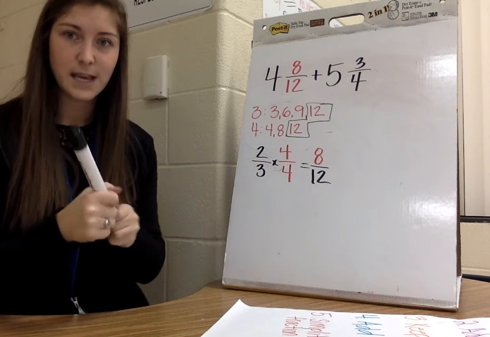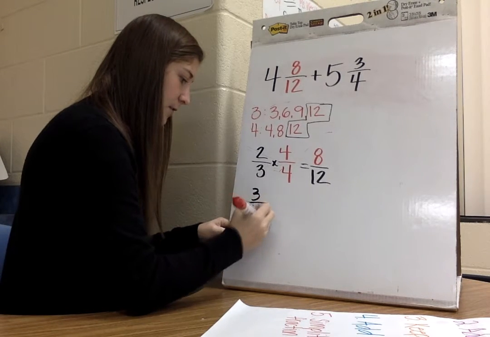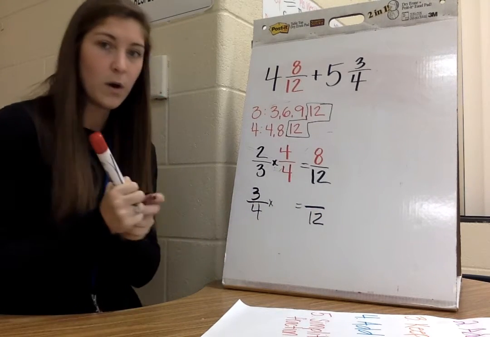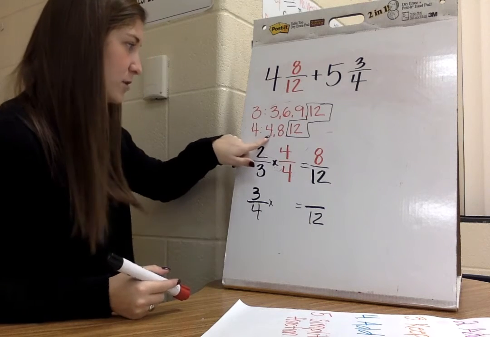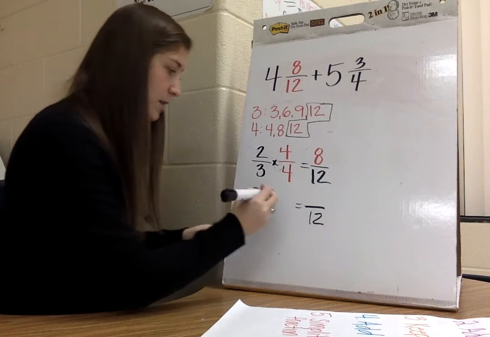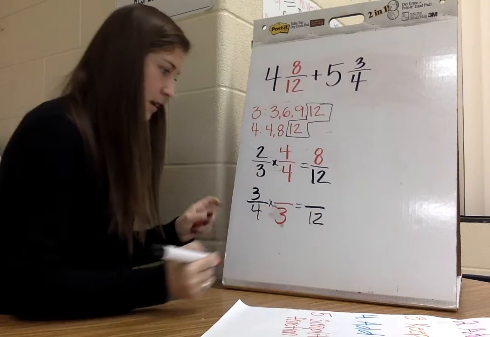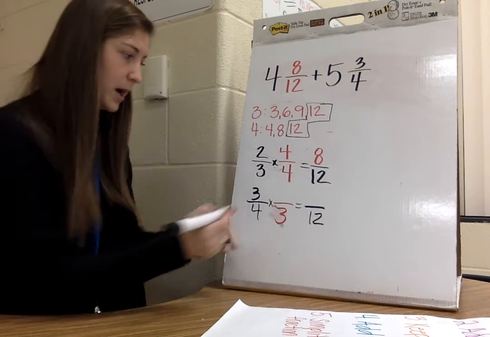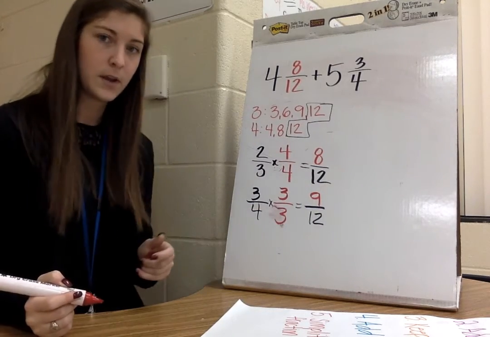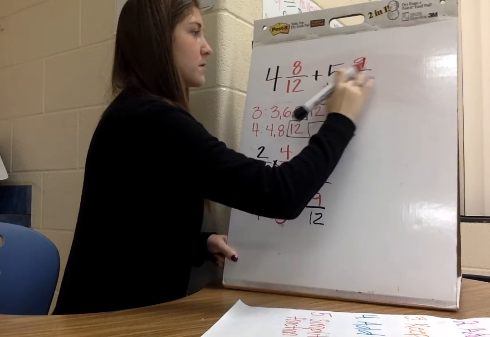And now I need to do the same thing for 3/4 that I did for 2/3. It's got to be multiplied by something in order to get 12. Well, I can look back up at my multiples again. 4 times 1 is 4, 4 times 2 is 8, 4 times 3, the third multiple, is 12. So that means I'm going to have to multiply by 3 in order to get to 12. And what I do to the bottom, I also have to do to the top. So 3 times 3 is 9. Now I can replace the fraction 3/4 with 9/12.